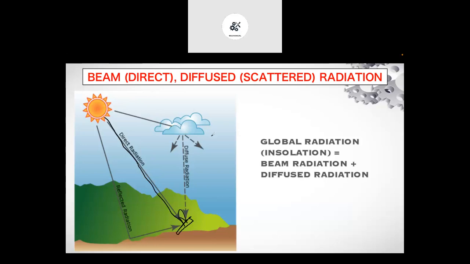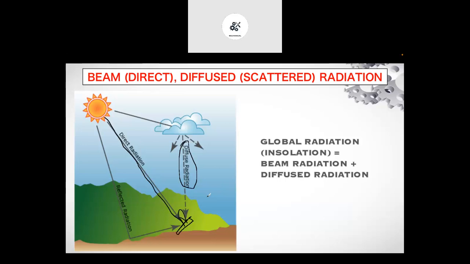Now, some of this solar radiation is incident on the clouds or other gases present in the atmosphere, and it gets reflected from that object. Whatever energy is received from radiation reflected by other objects is known as diffused radiation. So generally these two are the most important concepts in radiation: direct radiation and diffused radiation.